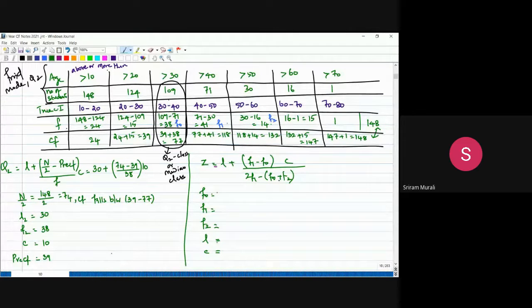So what is F naught? 38. What is F1? 41. What is F2? 14. What is the respective lower limit with respect to this? 40. What is the length of the class interval? 10. So substitute like this.